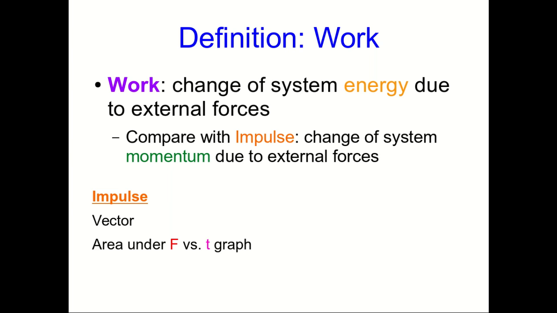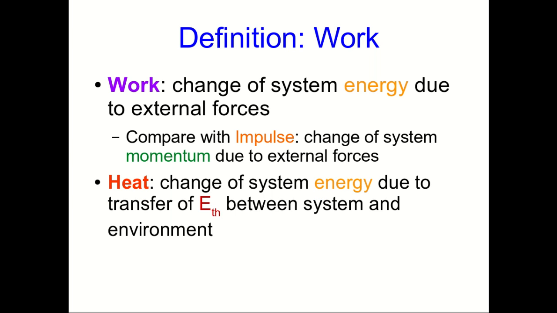Impulse is a vector, and we can get components of impulse by looking at the areas under the various force component versus time graphs. Work, though, is a scalar, so in some senses it's going to be easier to work with than impulse. And you might ask whether it's an area under a graph. Well, stay tuned and you'll see. It is an area under some graph, but not a force versus time graph.